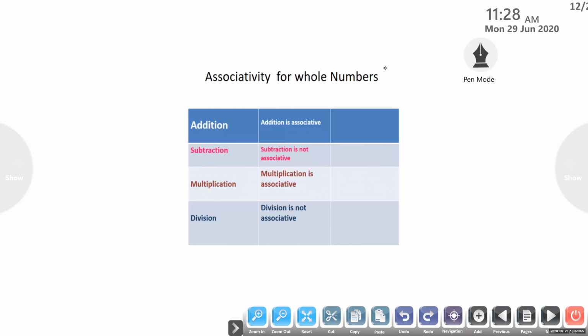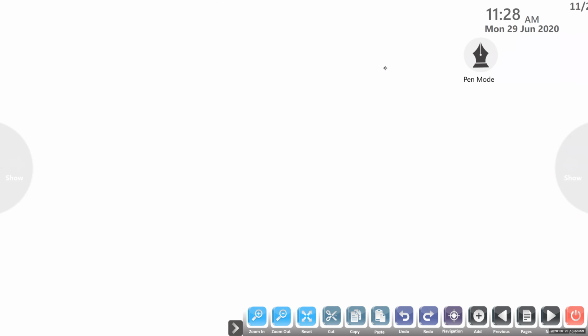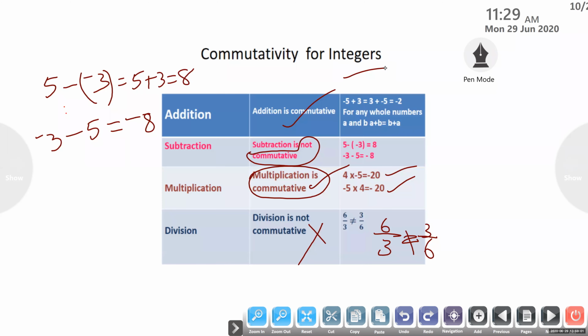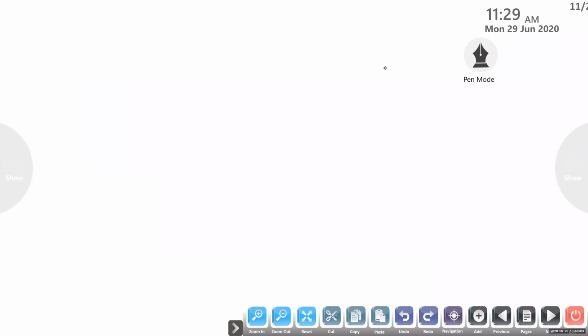Now, commutativity for rational numbers also. Okay, anyway, we will check commutativity for rational numbers.